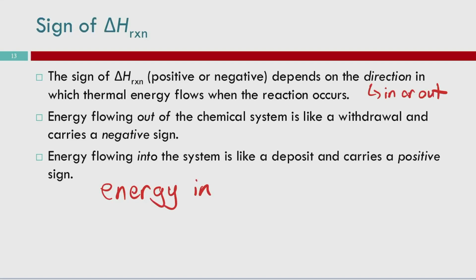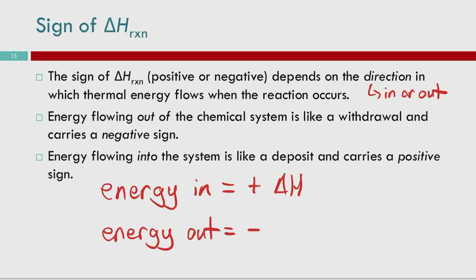Energy in, aka endothermic, is a positive delta H. Energy out, aka exothermic, equals a negative delta H. This is kind of like money on your bank statement.